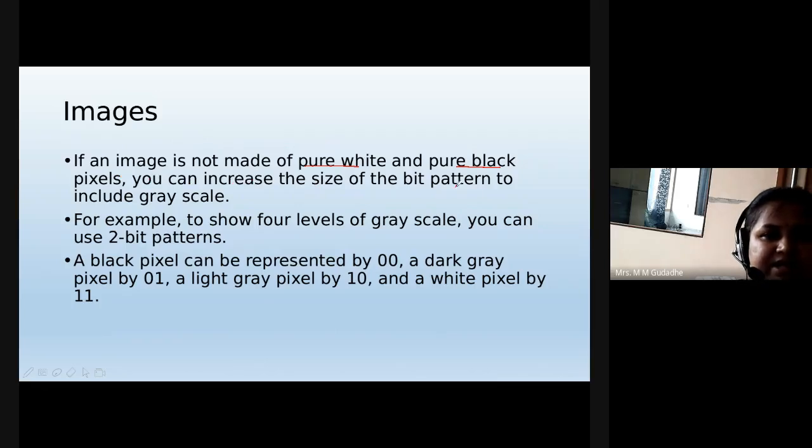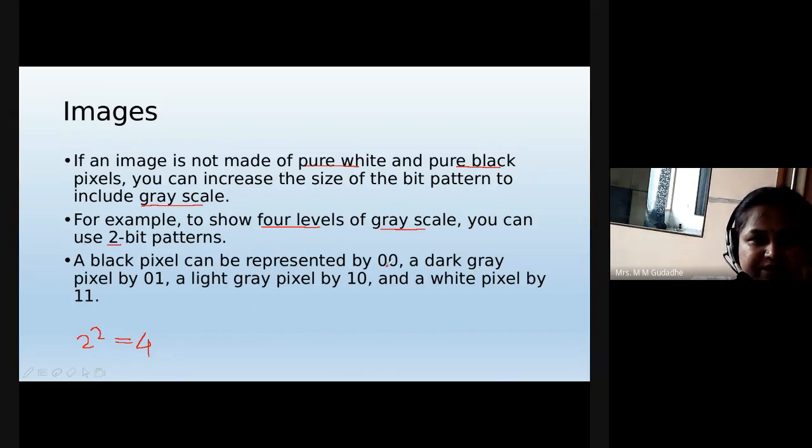So you can increase the size of the bit pattern for a grayscale. If we are using 4 levels, you can have multiple levels: 4, 16, 32, any type. If we are using 4 levels in a grayscale, then a 2-bit pattern is enough. Why 2-bit? 2 raised to power 2 comes out to be 4. So 4 different color levels you can use.